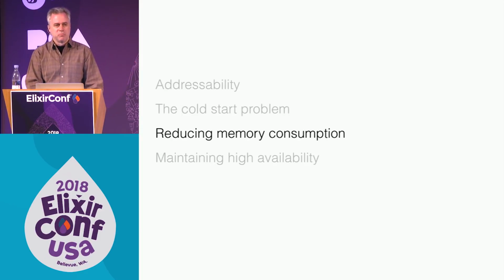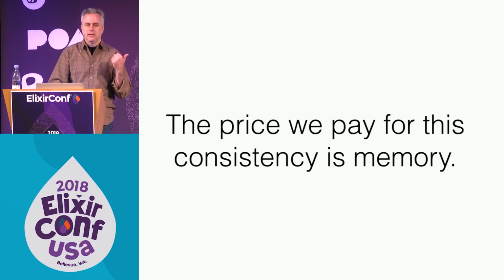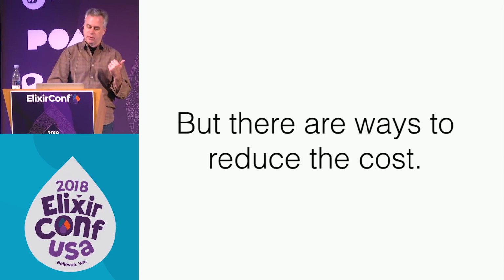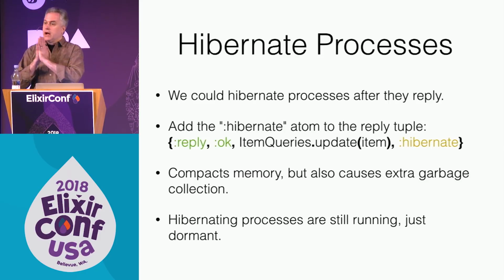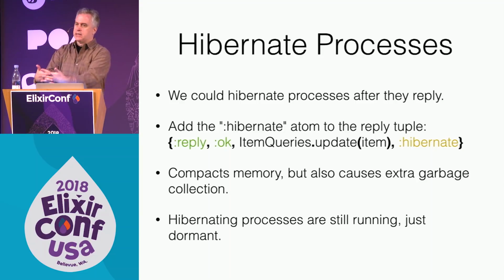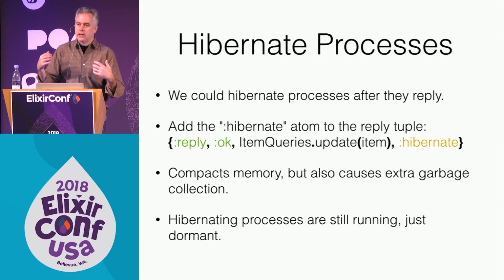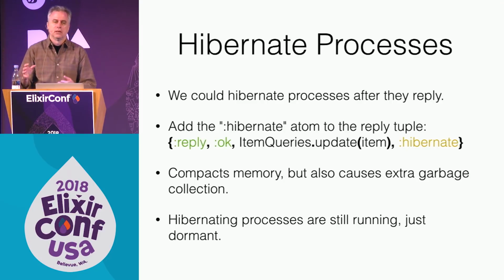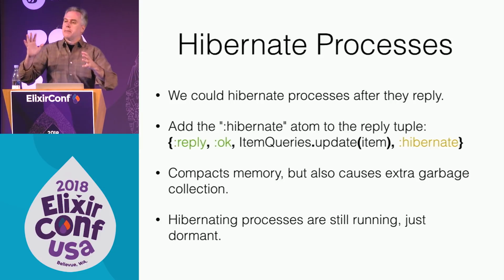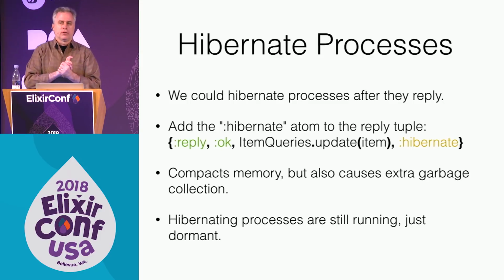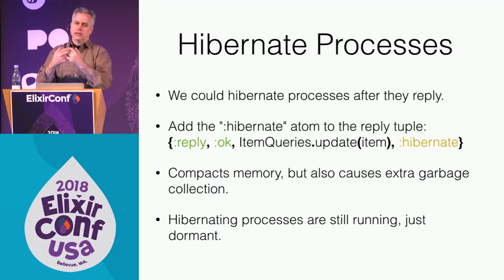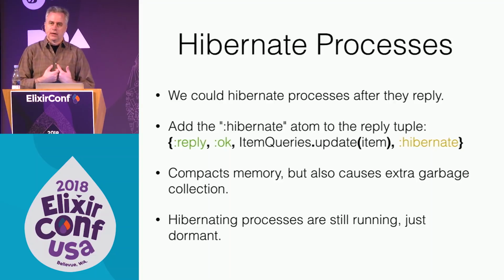The next thing we had to think about was memory, because the price that we pay for this data consistency is memory. So how do we keep that cost to a minimum? There are a couple of ways. One, you can hibernate processes. If you pass the hibernate atom as an extra last element of the reply tuple, it's built into GenServer to automatically hibernate the process. What that means is it will go through a garbage collection cycle. It'll try to compact the memory as much as humanly possible, even smaller than what a process would normally be given when it's spawned. Then when the process receives a new message, it has to go through another cycle to expand that memory out, and then it's ready to handle requests.